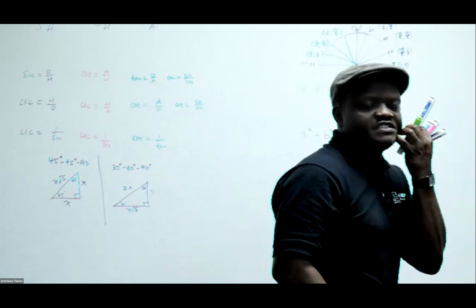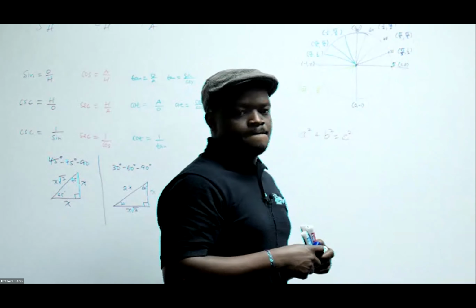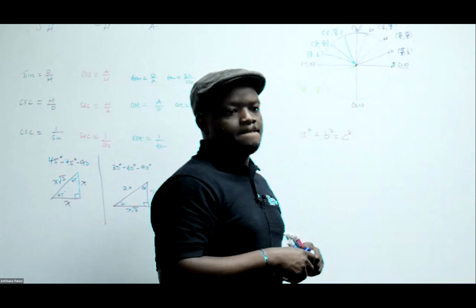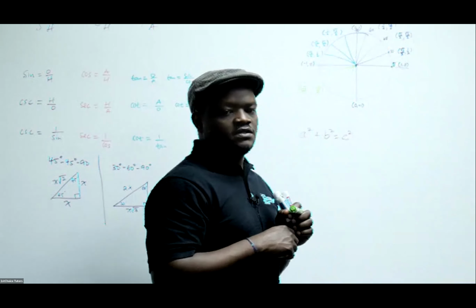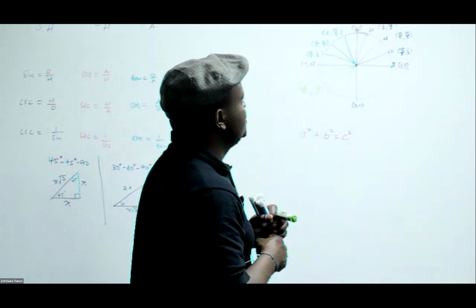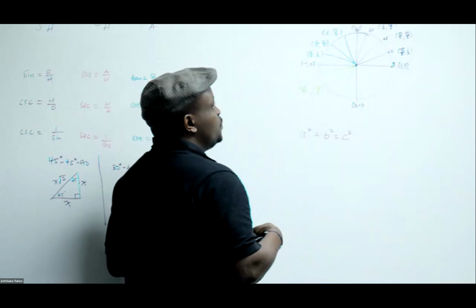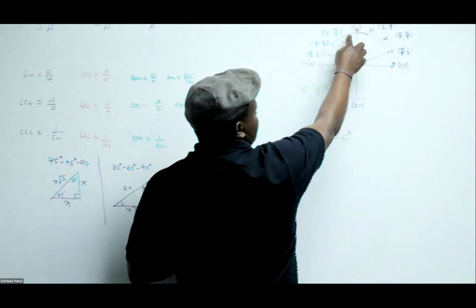Let's check it on the calculator. Could you do cosine of 60 and see if it's 1/2? It better be, otherwise we are liars. Yeah, 1/2. Very good.